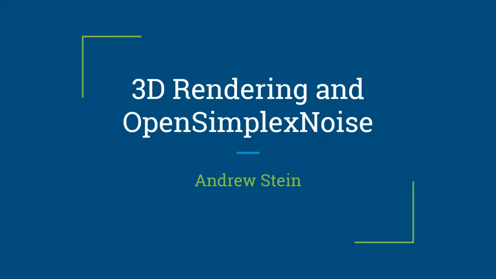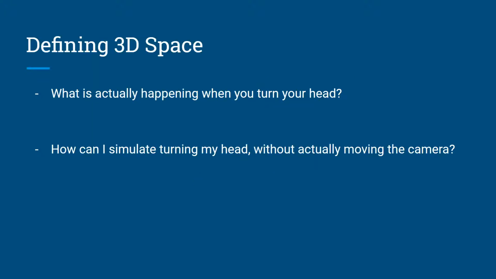Hello, Internet. Today we're going to be talking about 3D rendering and OpenSimplexNoise. So when you start out with 3D rendering, you have to basically define what 3D space is, like what's happening in 3D space. When you're looking out the car window and your car is driving, how is everything moving relative to your head? What happens when you turn left and right, when you rotate your head? How do you do that without rotating a camera?